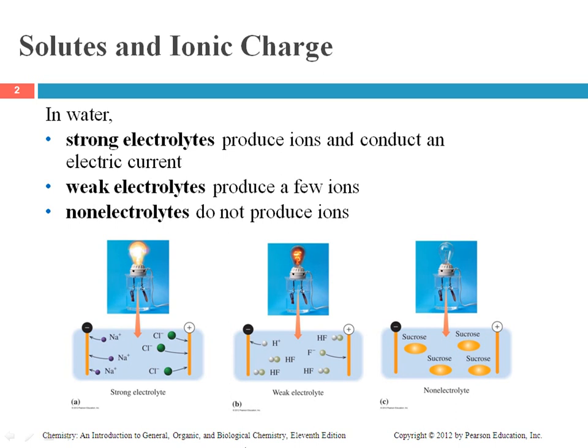If we look at NaCl, a strong electrolyte, we get a bright light in our bulb. If we have a weak electrolyte, such as HF, it has a weak light, not nearly as bright as our strong electrolyte, because it produces fewer ions. If we have a non-electrolyte, then we get no light at all. There's no electric current.